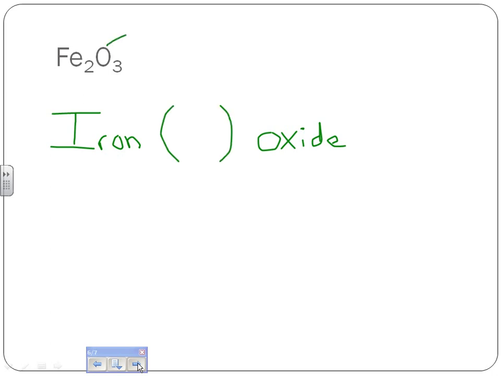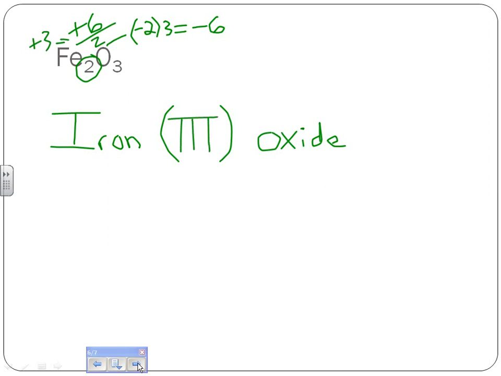Each oxide is a -2. And in our formula, we have 3 of them, so the net negative charge is -6. That means the net positive charge has to be +6, but there's 2 irons, so if we divide 6 by 2, we get the fact that the iron has to have a +3 charge. So the name of this compound is iron(III) oxide.